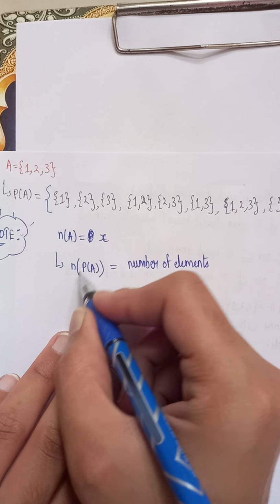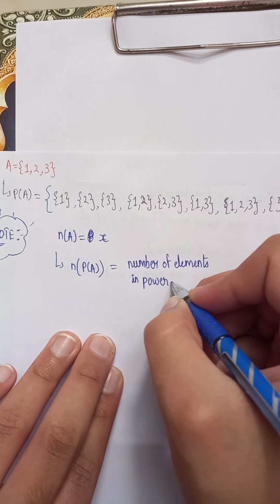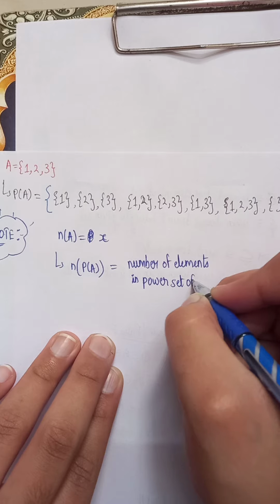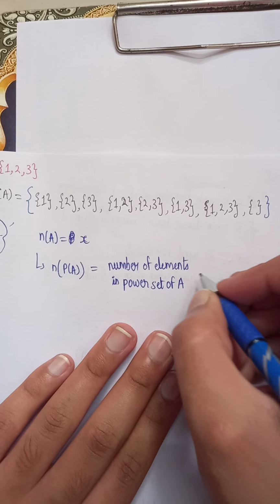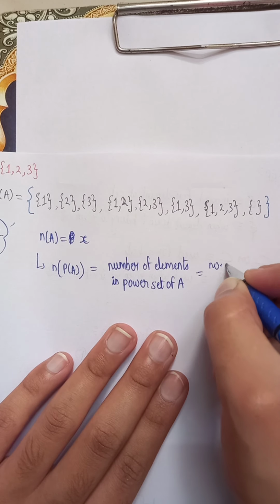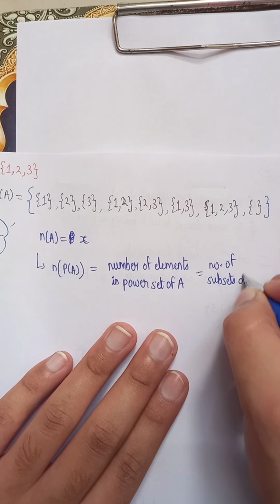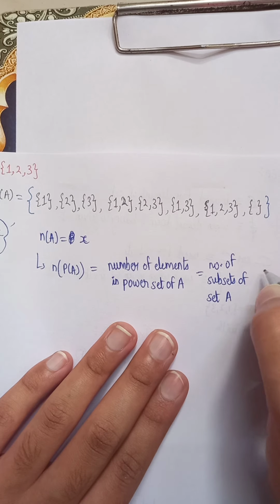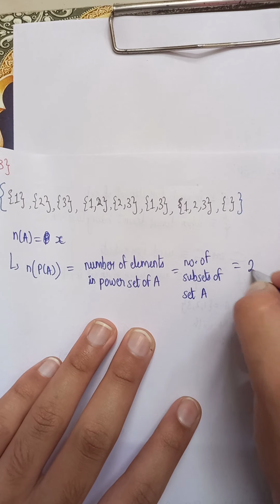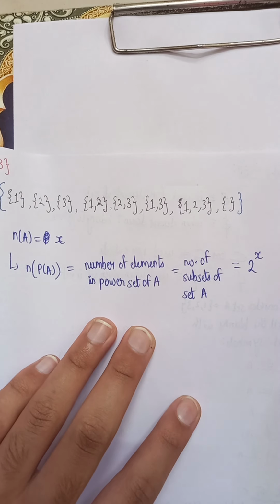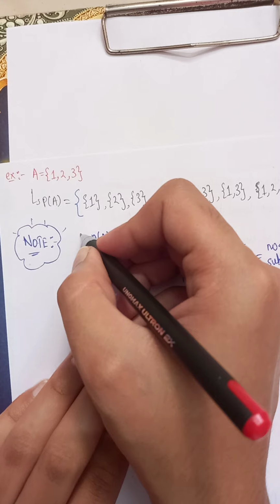the number of elements in the power set of set A, which is equal to the number of subsets of set A, which is equal to 2 to the power x. Okay, so this is the note. Please write it inside a box.